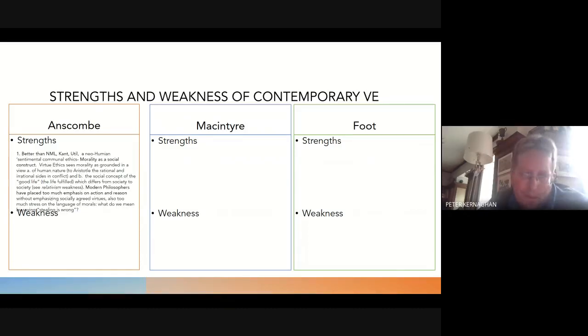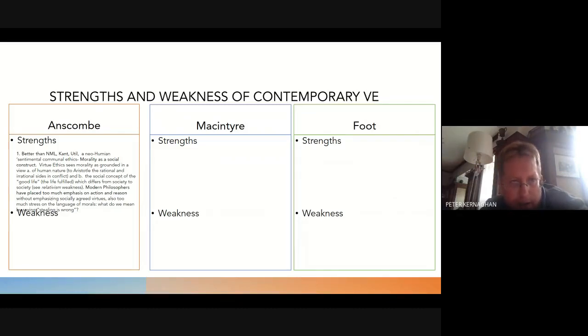So Anscombe, let's start with Anscombe. In some ways, her theory is better than natural moral law, Kant, and utilitarianism. It's because she's drawing on people like David Hume, if you read her essay. Morality is a sort of social contract or construct, which is a very Enlightenment way of thinking. So the strength of her theory is that it appeals to Western post-Enlightenment thinkers.